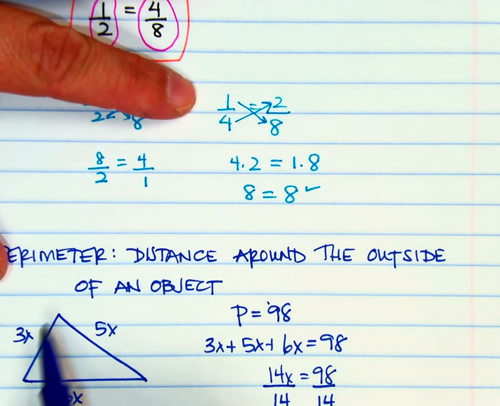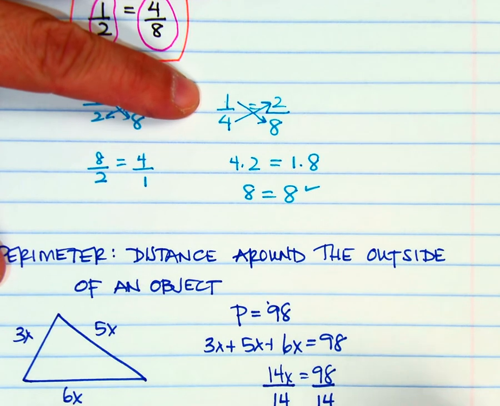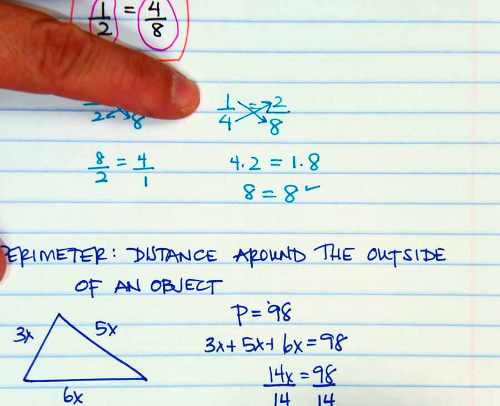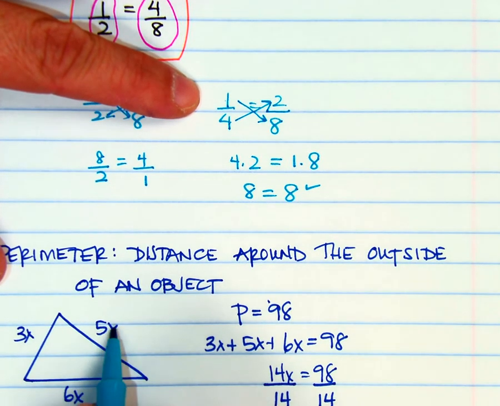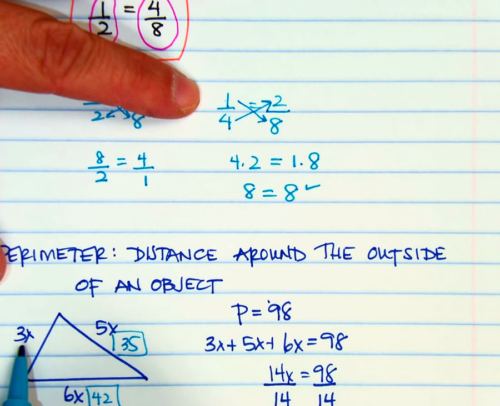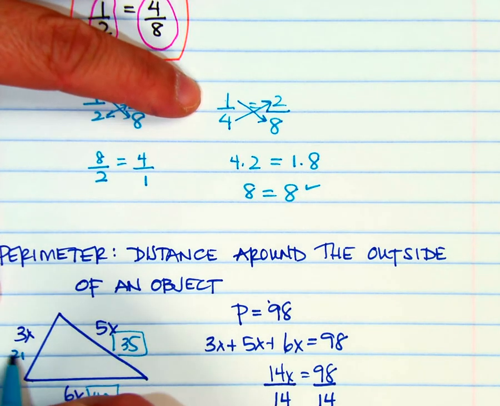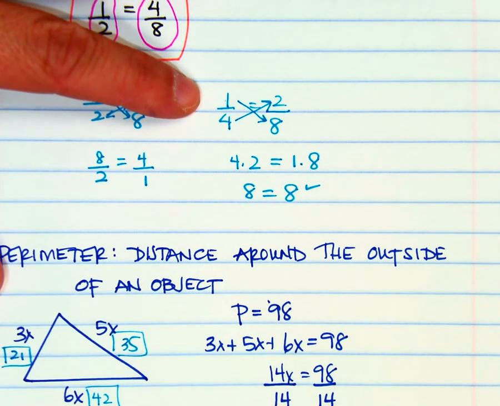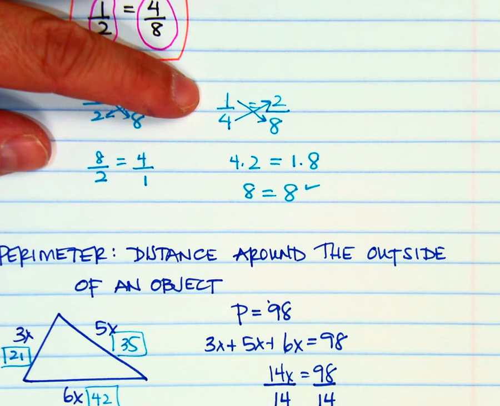That means that x is 7. That does not mean that your side is 7. So you would have to go back in, plug it back in. So 5 times your 7 would mean that this would have a length of 35. 6 times 7, this would be a length of 42. And 3 times 7 would be a length of 21. So that's one way of using it with perimeter.